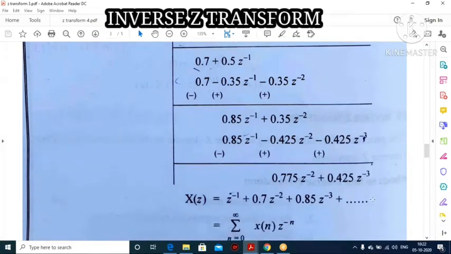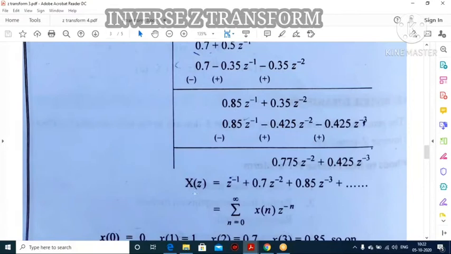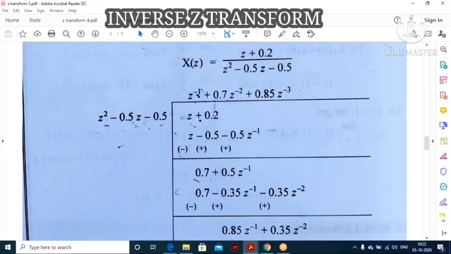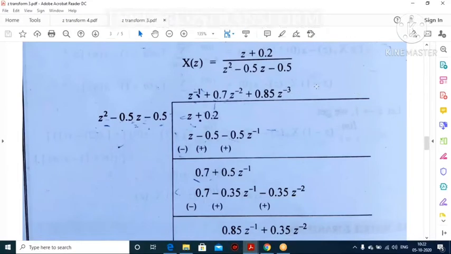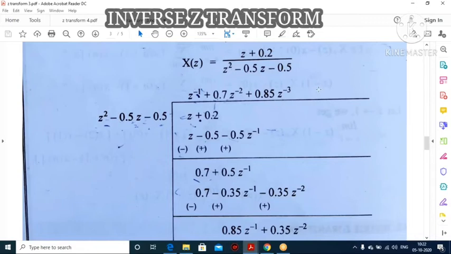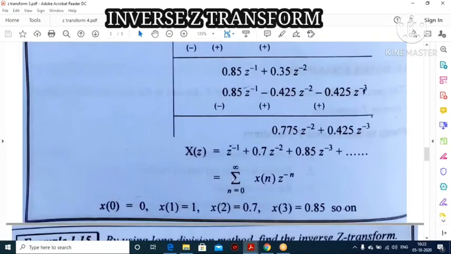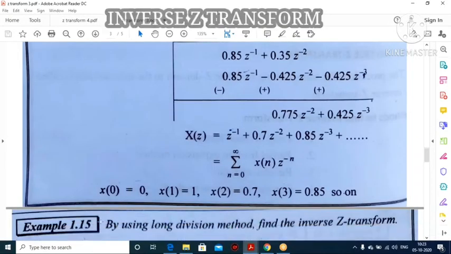Finally, we have to write down the X of z expression. So X of z equals z inverse plus 0.7 z power minus 2 plus 0.85 z power minus 3 plus etc. It will continue going on, not ending with 0, because it is infinite duration. So mostly it will continue only, so I put dot dot dot. Now find out the x of n value.